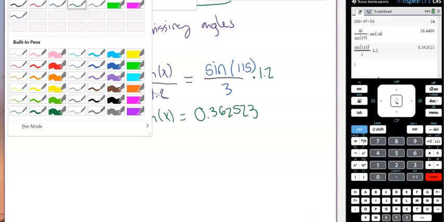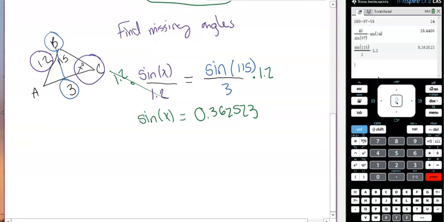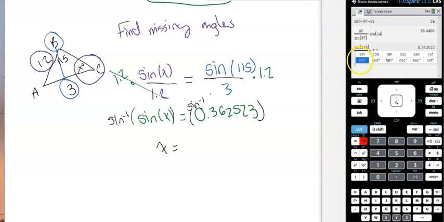So then in order to find X, we have to recall, how do we undo sine? What's the opposite of sine? Opposite of sine is inverse sine. So you're going to take the inverse sine of both sides of the equation, which essentially means you're just going to, in your calculator, put the inverse sine of the decimal that you just found. So I'm going to go over to my calculator. I'm going to find inverse sine. That's that little sine with the -1. Some people also call it arc sine. And I'm going to put in the decimal that I just got.